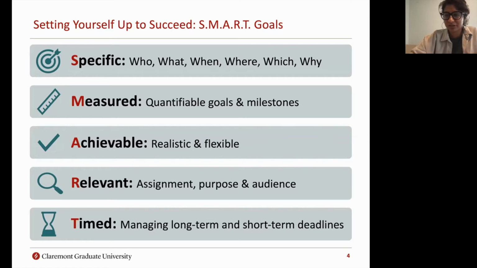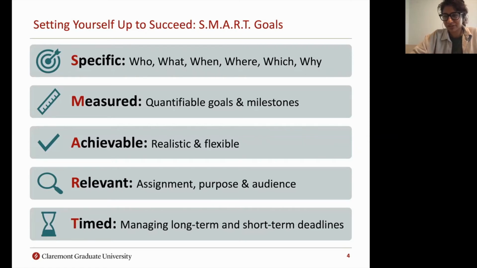This part about achievability is really important because, especially for those of you that are just starting at CGU, graduate school and the stresses of graduate school are a big load. And so SMART goals help you address everything going on in your life, everything going on in terms of your graduate form of study, and being able to think about each assignment specifically and what you can achieve in certain amounts of time.